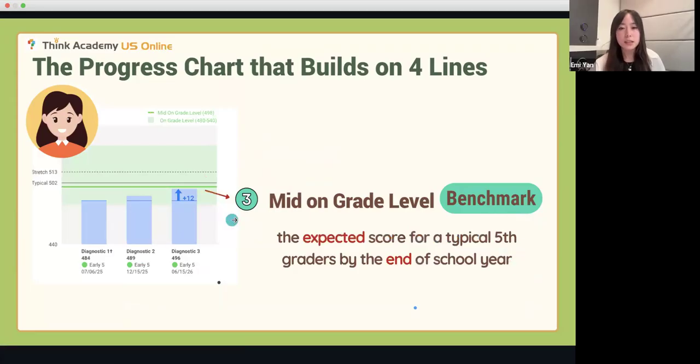All right, so what does this benchmark mean? Mid on grade level means the expected score for a typical 5th grader by the end of the school year. This expectation is a little bit different from the expectation we see for typical, because this expectation is for all typical 5th graders, and the typical line expectation is for yourself. Depending on how you perform in the first test, your base score gives you the prediction for the typical. So one is for all the kids, and the typical is only for your kid.